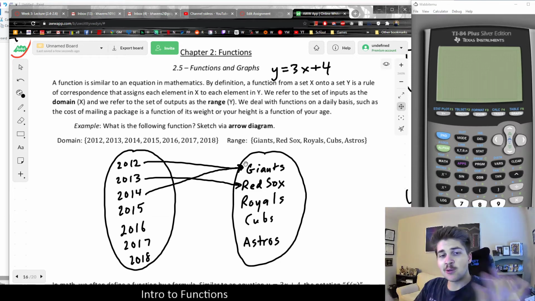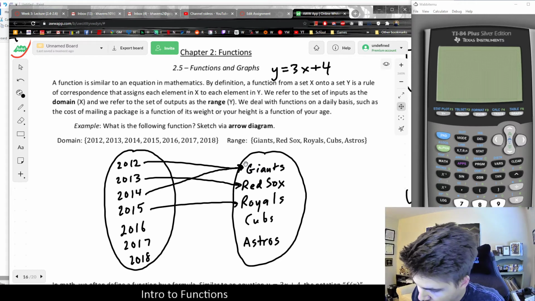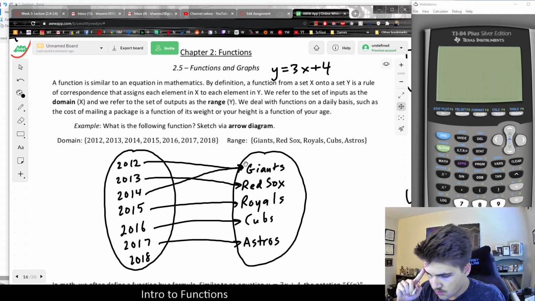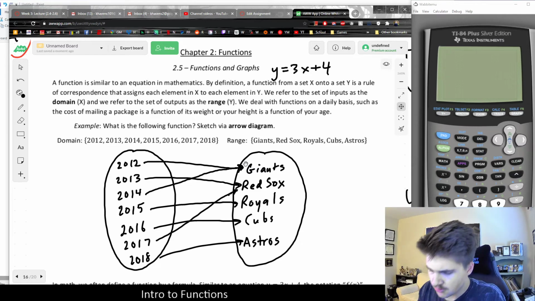And that's just like in the real world. Sometimes you might have the same outcome that happens multiple different times. Like, obviously, the same team could win the World Series in different years. And then if we continue along this train, actually, I think in 2017, the Red Sox won again. In 2018, it was the Astros.